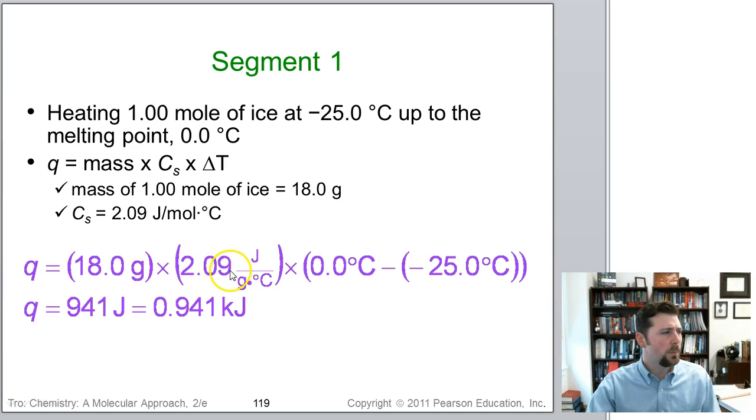This is the correct number, 2.09 joules per gram degree C. I just noticed this one said mole, but it should look like this. You can follow along here on page 512 as the book breaks each of these down. So we get 941 joules for segment 1. Now let's look at segment 2.